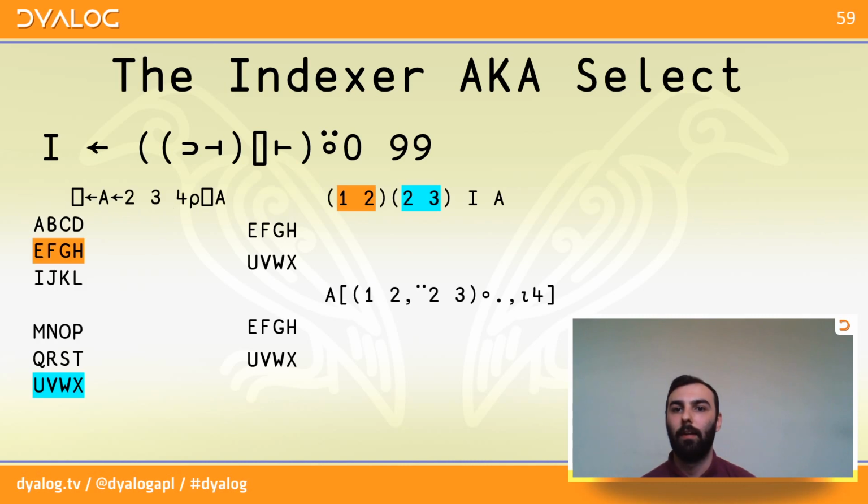But it also lets me select disparate cells of any rank in the array. So in this case, I'm choosing the second row of the first matrix and the third row of the second matrix, all in a single statement, which is quite convenient.